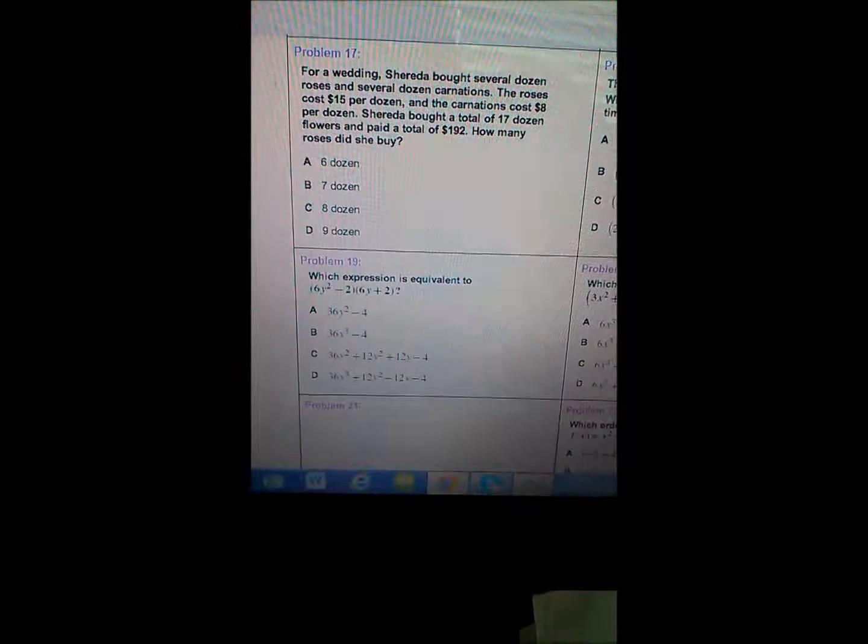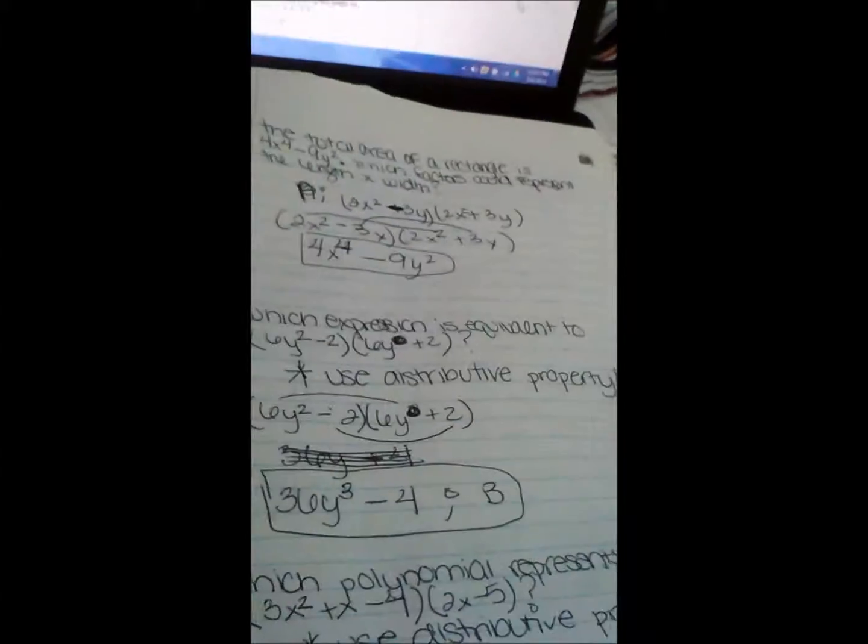So for number 19, it says which expression is equivalent to 6y squared minus 2 and 6y plus 2. Your choices are A, 36y squared minus 4, B, 36y cubed minus 4, C, 36y squared plus 12y minus 4, and D, 36y cubed plus 12y squared minus 12y minus 4. So how you solve number 19 is you basically use the distributive property.